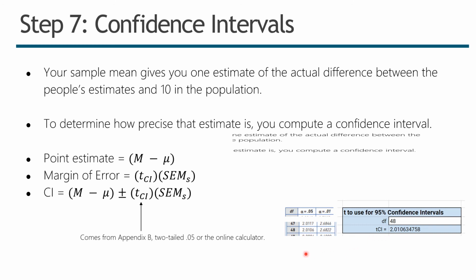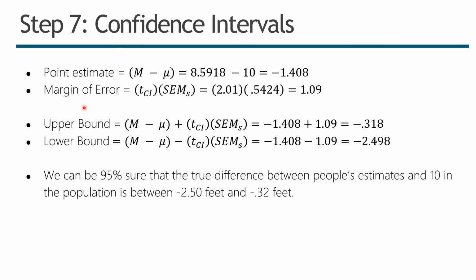Once you're using software to analyze data, you rarely have to compute confidence intervals by hand, but it's useful to know where the numbers are coming from. So this slide shows you the point estimate is the mean difference. Then we compute a margin of error around that mean difference, and we get a margin of error of 1.09. Our upper bound is computed by taking the point estimate and adding the margin of error. The lower bound is computed by taking the point estimate and subtracting the margin of error. So this is a 95% confidence interval, and I can be 95% sure that the true mean difference in the population is somewhere between negative 0.318 and negative 0.2498.